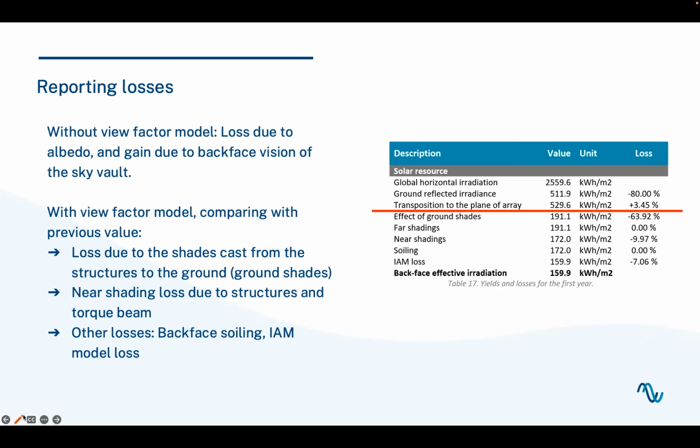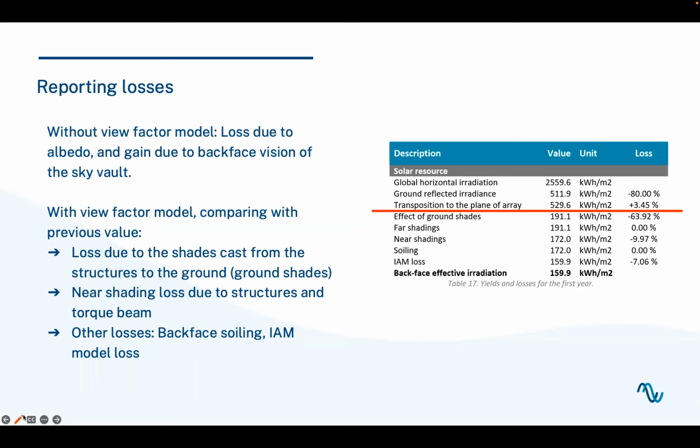The picture I'm showing here is a screenshot of the energy yield report in pvDesign. We have a few more losses than in other examples, so we wanted a higher granularity in how we report losses here. And that red line represents the transition from typical transposition to a view factor calculation.